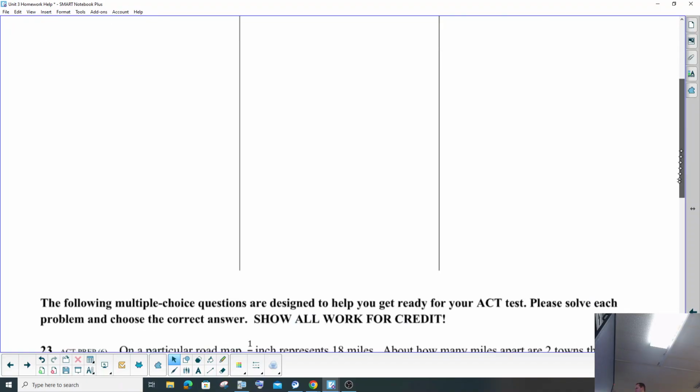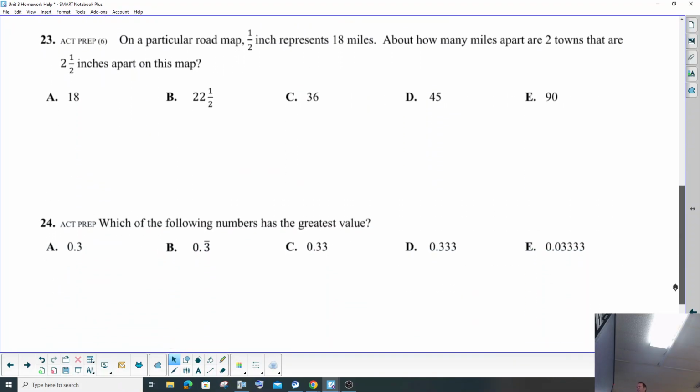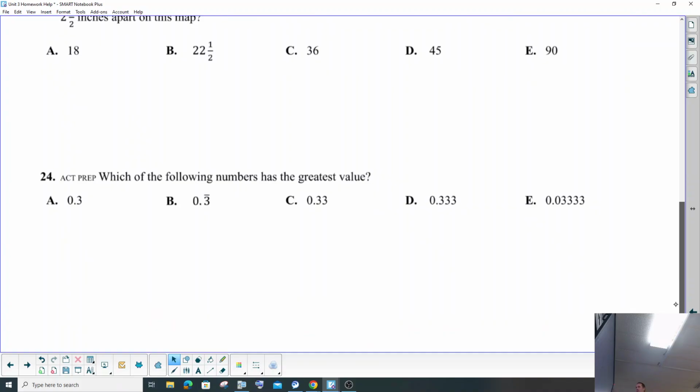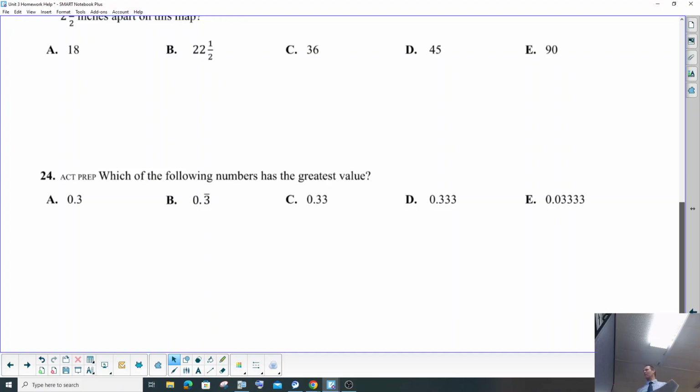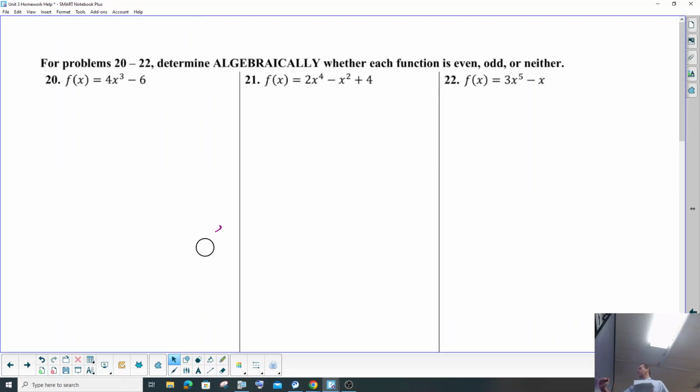Even, odd, or neither, good. And then we have our ACTs. Which of the following numbers has the greatest value? Well, that's 0.333 repeating, which, I mean, which one has the greatest value? I would think it's the one that rounds up to the 0.4, I guess? Yeah. So the one that's 0.3333 repeating. Anyways, come back to that one in a second.